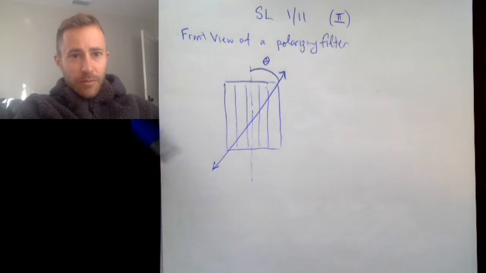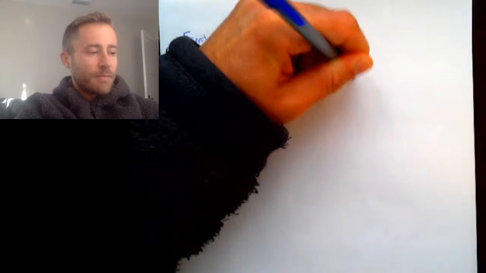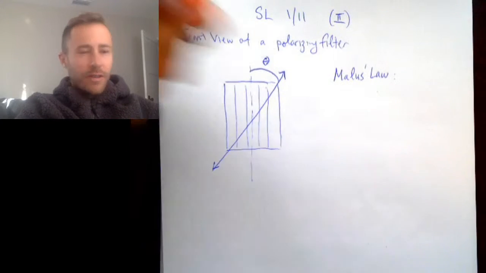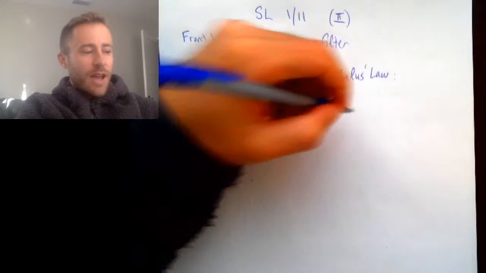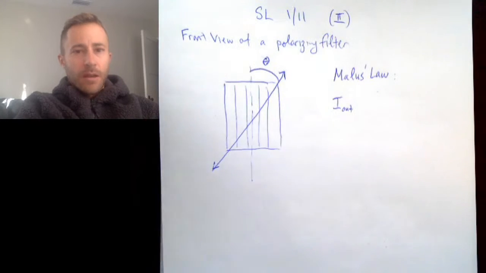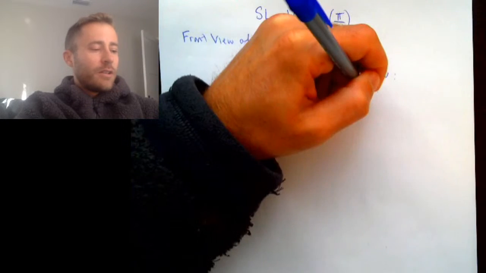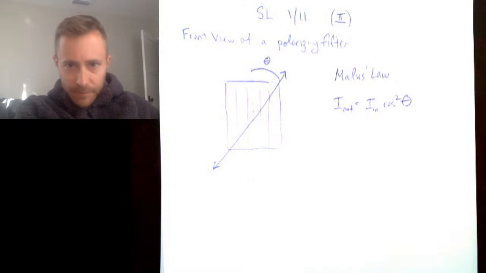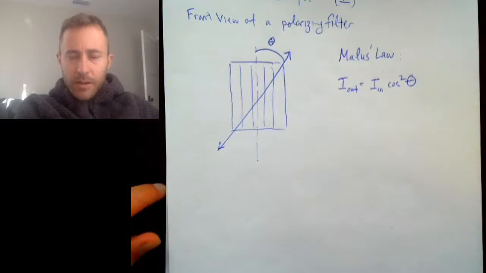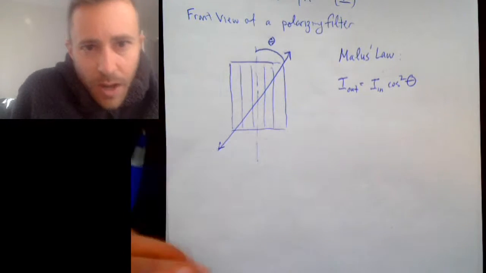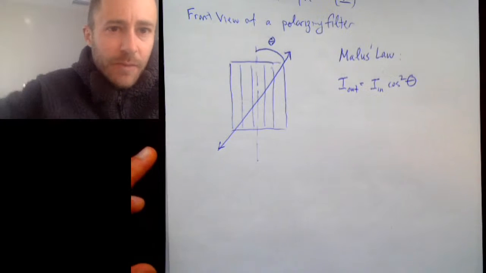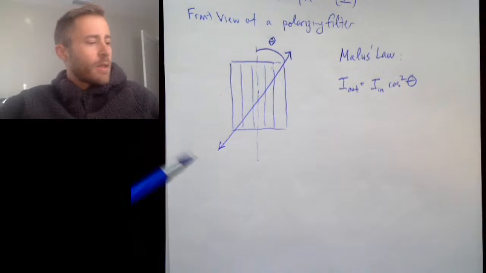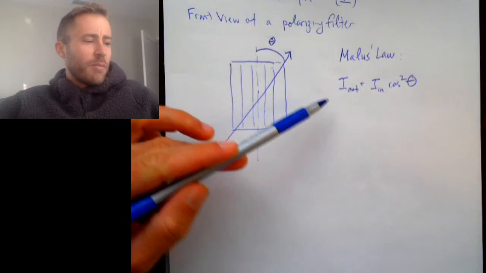There is a law called Malus's Law, and what it says is that the intensity of the outgoing light is equal to the intensity of the incoming light times the cosine squared of that angle. So basically it tells you how much of the wave is blocked if it is polarized at an angle. That's called Malus's Law.